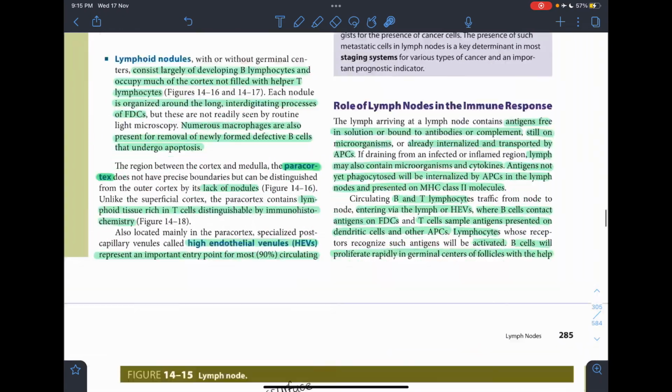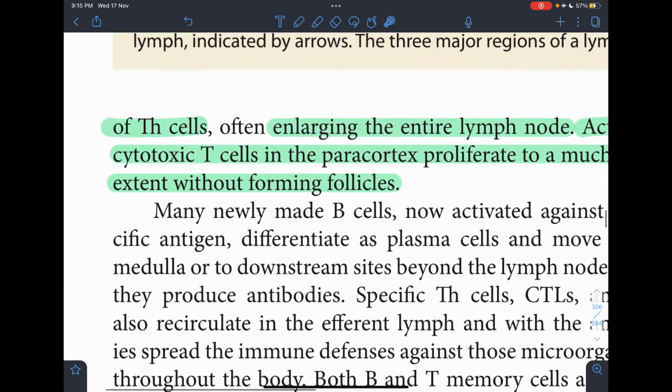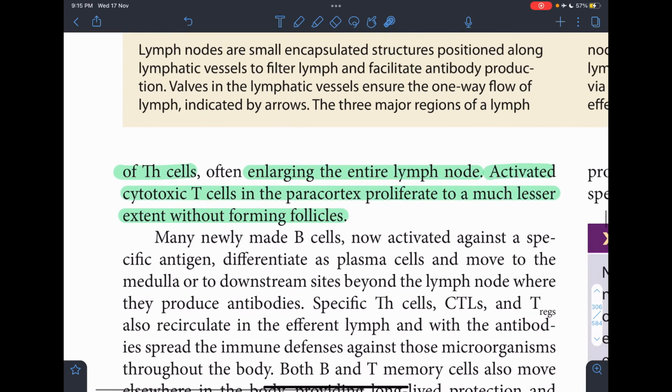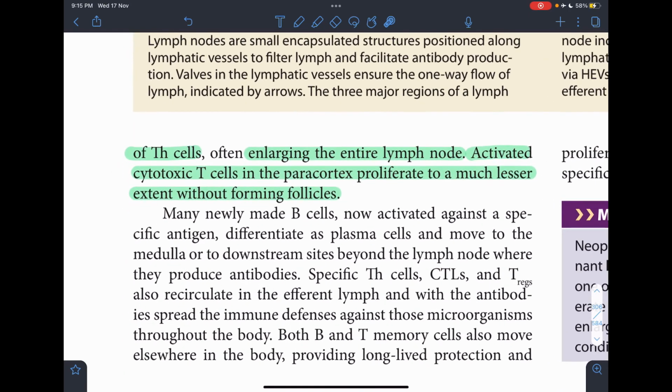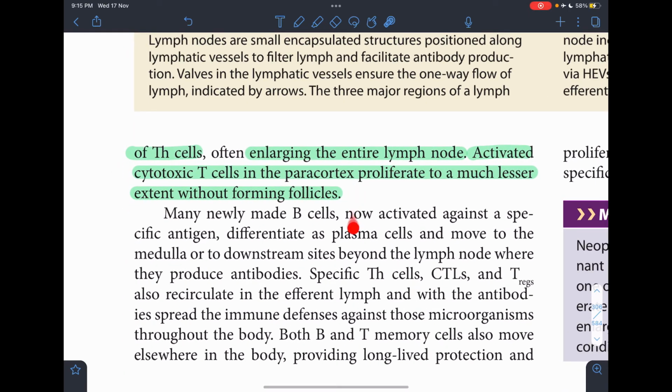of follicles, cortex, with the help of the TH cells, often enlarging the entire lymph node. So B lymphocytes will proliferate rapidly with the help of the TH cells, which will result in the enlargement of the lymph node. Activated cytotoxic T cells in the paracortex proliferate to a much lesser extent without forming follicles. So the T cells will proliferate as well, but not as rapidly as the B lymphocytes. Many newly made B cells, now activated against a specific antigen, differentiate as plasma cells and move to the medulla or to downstream sites beyond the lymph node, where they produce antibodies.